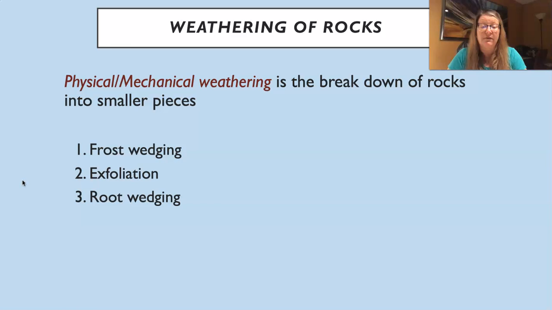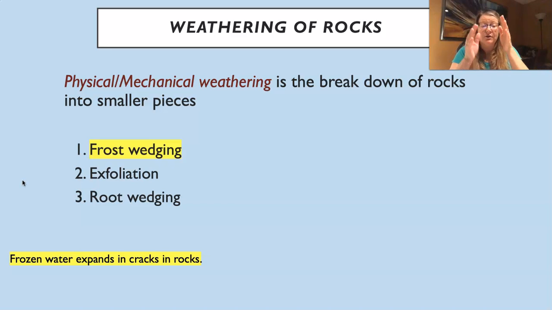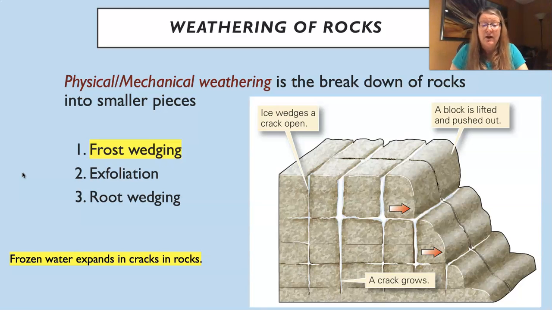So the three kinds of physical weathering you're going to learn about include frost wedging. And this is when water that goes into the cracks of rocks freezes. And you probably know that water expands when it freezes. And so as a result, if water gets into cracks in the rocks and it freezes, it basically pushes or wedges open the rocks. And it can happen season after season until eventually you break away pieces of rock from each other.